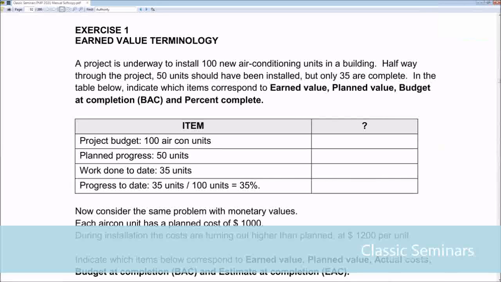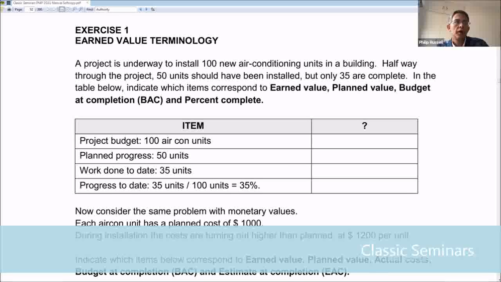Okay. It's Musa here. Yes, Mr. Yeah. Okay, number 1, project budget. It's linked with budget at completion. Very good. 100 units. And then number 2, which is planned progress at 50 units. That is a planned value. Good. And then number 3, work done to date, which is the earned value. Very good. And then number 4, progress to date. That is the percentage complete. Well done, Musa. You got 100% for that.